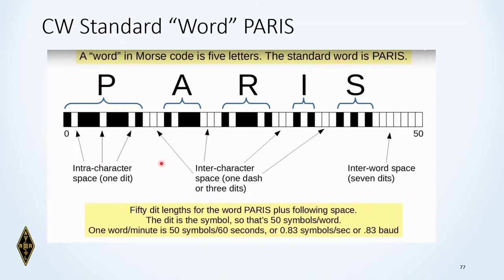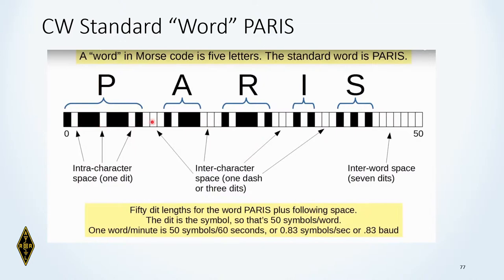The standard word is Paris, and the way that that works out, if you look at Morse code, the fundamental unit is a dit or a dot. That's the shortest unit of time measure. So the letter P is dit da da dit. So the first dit is one. Then we've got a space of one between the two, which is the space of a dit. A da is the equivalent of three dits, and we've got a space.